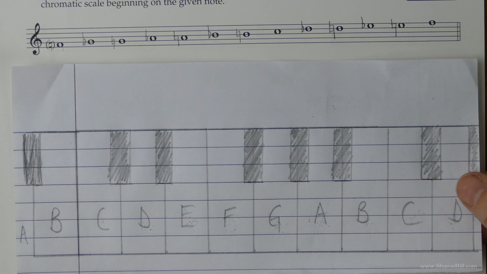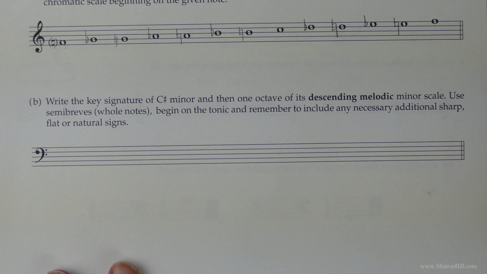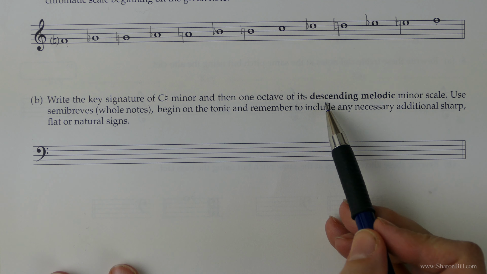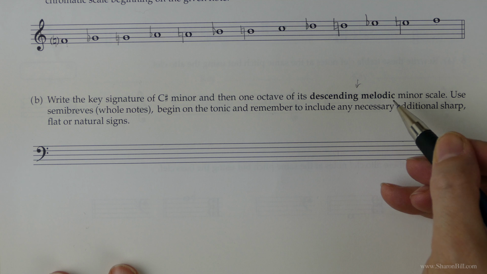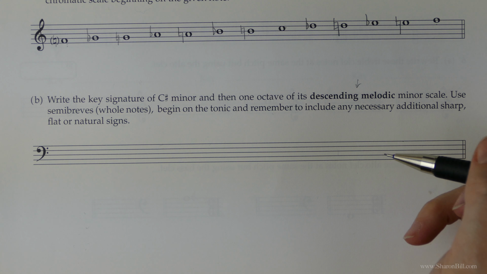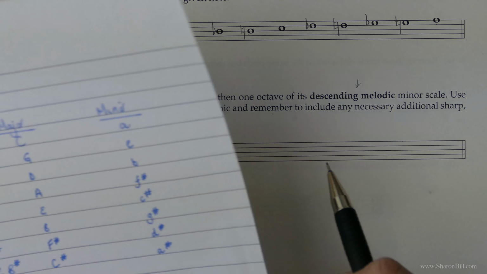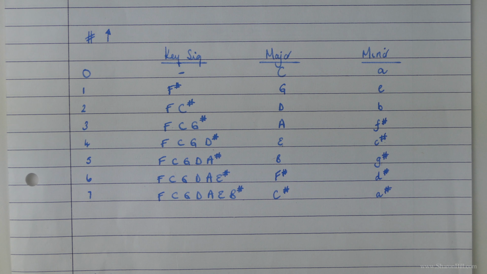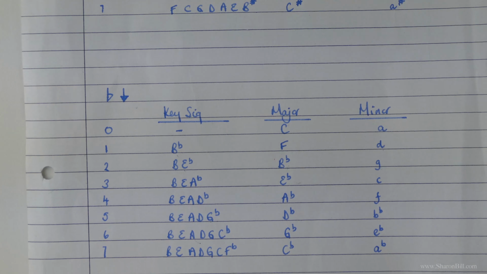So that's that done. So the next one, we're asked to write a key signature for C sharp minor, and then we're going to write the descending, so going down melodic minor scale. Now I always find that these are a joy to do if you've done all of your thinking before you even start and write out your circle of fifths. So you've got all your major minor key signatures.